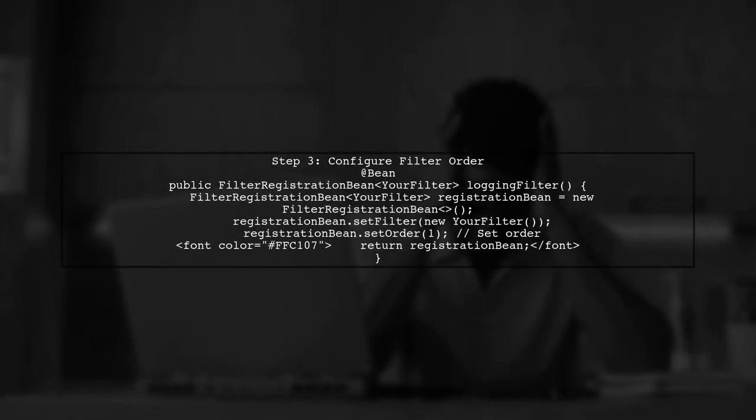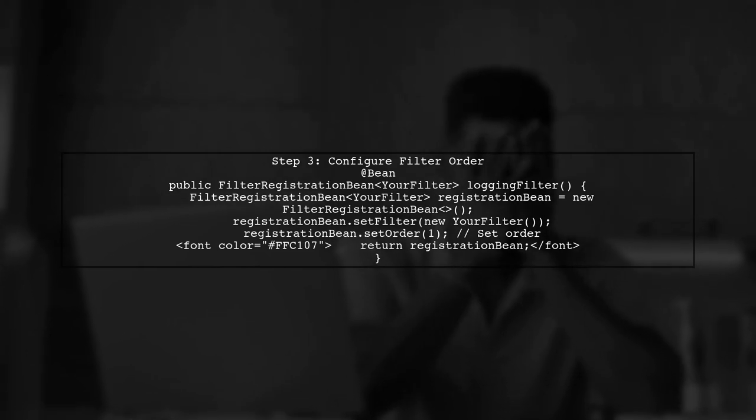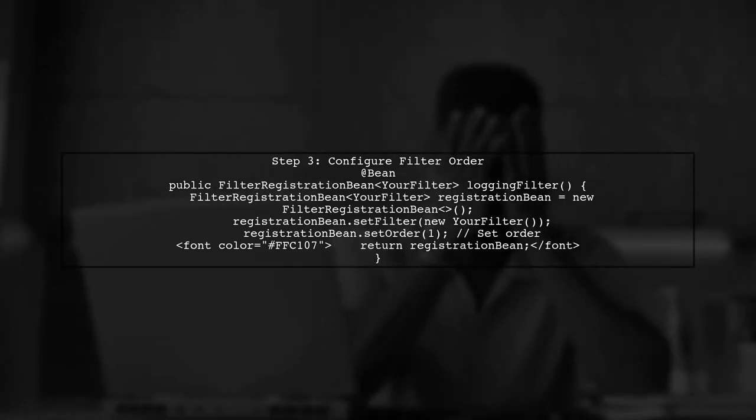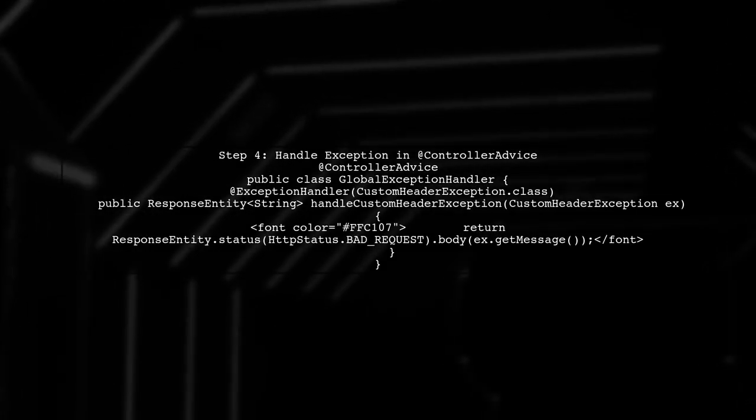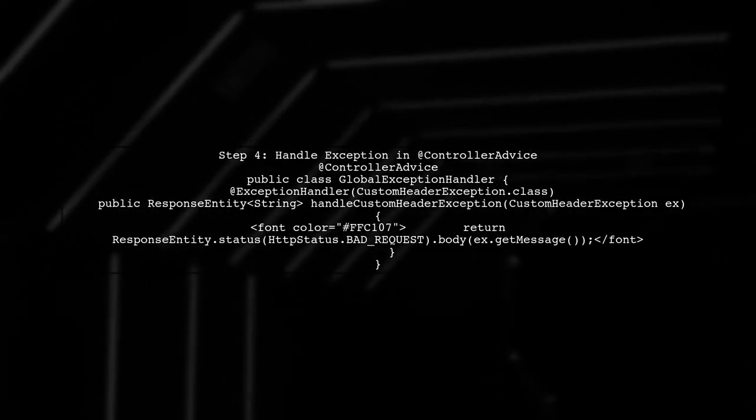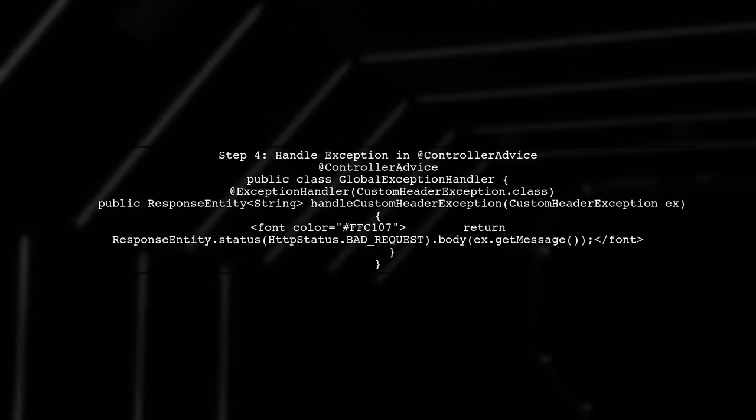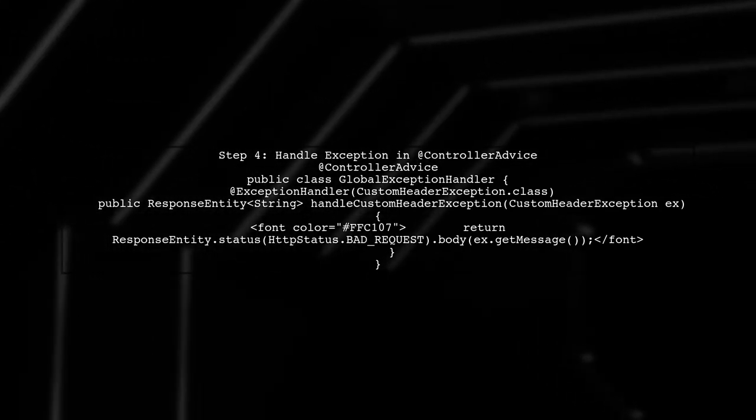Now, to ensure that our custom exception is handled by the global exception handler, we need to make sure our filter is ordered correctly. Finally, ensure your @ControllerAdvice is set up to catch the custom exception and return a meaningful response.